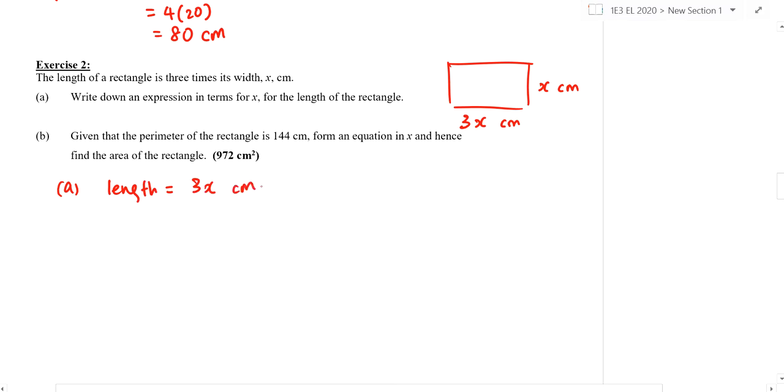Now part B, given that the perimeter is 144 centimeters, form an equation in x, and hence find the area. So I will work out the first few steps for you. The perimeter is 144 centimeters. So the perimeter of this rectangle is given by 3x plus 3x plus another x. So we have a total of 3x, 3x, x, and x, which is 8x cm. This is the perimeter.